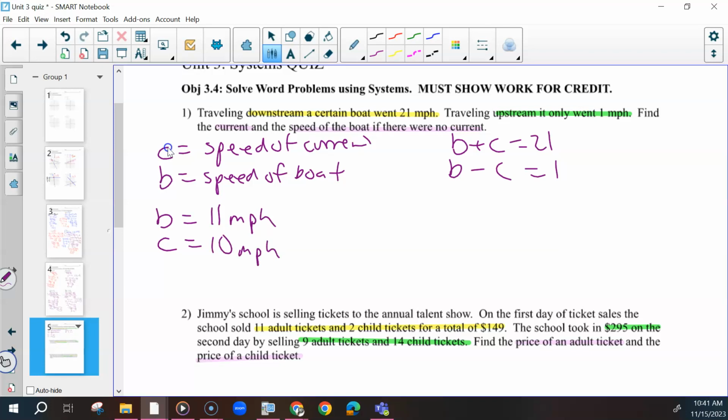So these were worth 8 points total. Did you define your two variables? Did you set up your two equations correctly? How you solved both equations to get both variables, and then your two answers. So even if you wrote something that wasn't right, you got points.